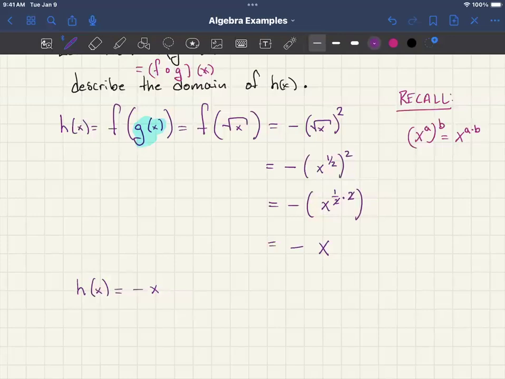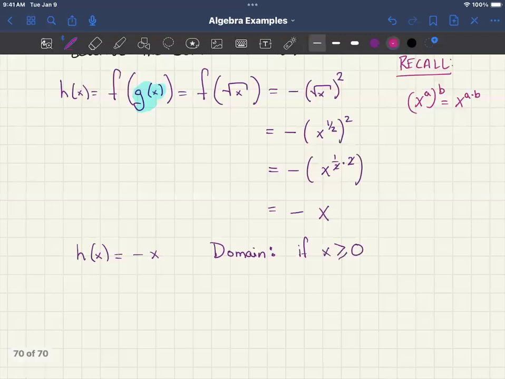Now we do have a caveat. We have to know the domain of this function. And we'll notice that since g of x can only eat positive numbers and 0, our h of x also can only digest numbers that are bigger than or equal to 0. If, for example, we tried to put a negative number into h of x, let's just try -1. We'll do a nice number like that.